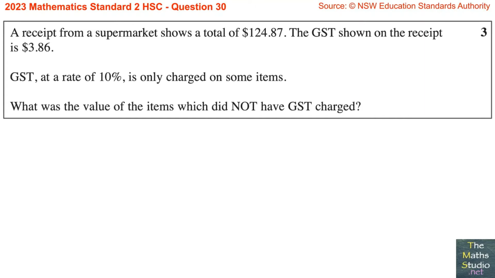Question 30. A receipt from a supermarket shows a total of $124.87. The GST shown on the receipt is $3.86. GST at a rate of 10% is only charged on some items. What was the value of the items which did not have GST charged?